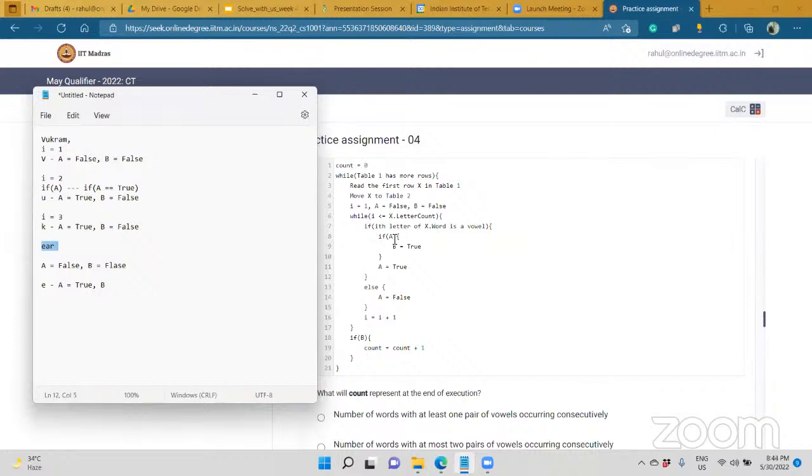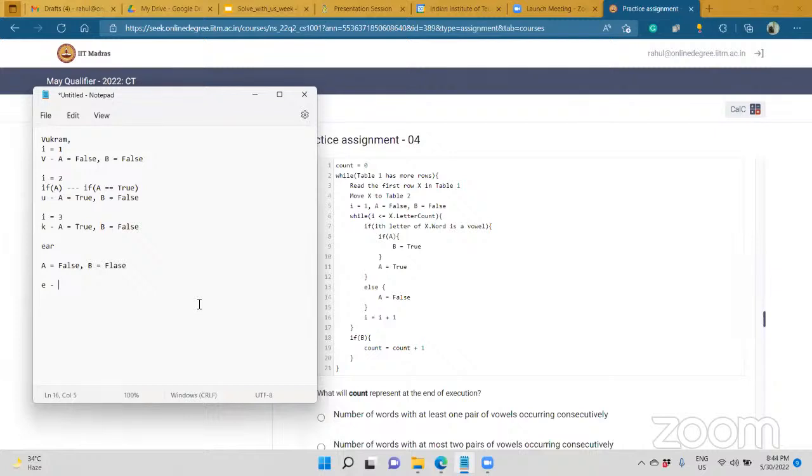So when I consider E at that time. No. One minute. Initially A is false. If the ith letter of X dot word is a vowel, then yes, we will go into if A. We will check here, but initially A is false. If A is false, we will not enter this if block. Okay, I got it now.